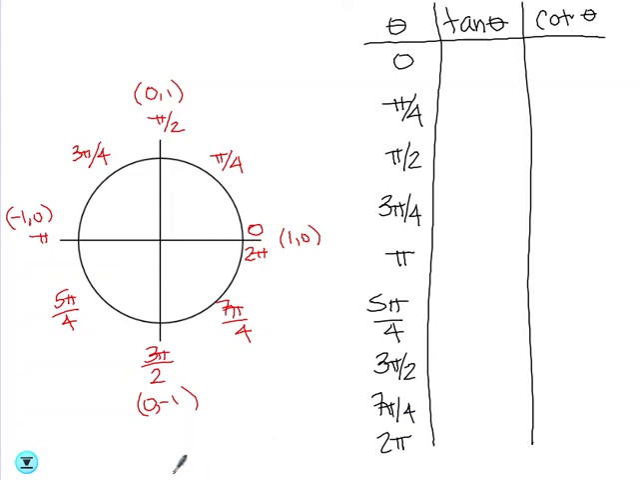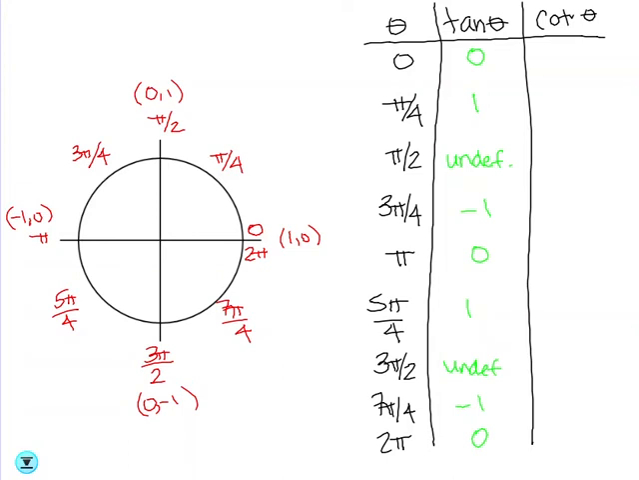So if we are looking for the tangent of each of these angles, tangent is going to be the y-coordinate divided by the x-coordinate. So this would be 0. At pi over 4, the coordinate is square root of 2 over 2, square root of 2 over 2. So the tangent is 1. At pi over 2, we have 1 divided by 0, so tangent is undefined. 3 pi over 4, we have negative 1. Then 0, 1, undefined, negative 1, and 0.